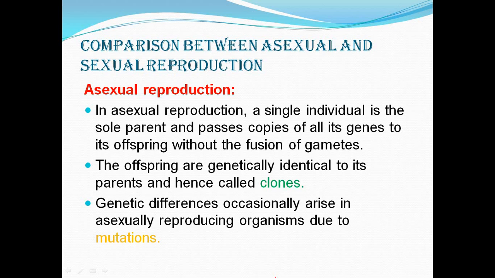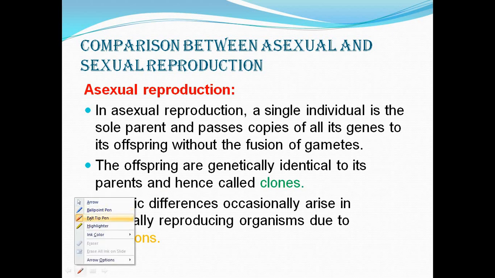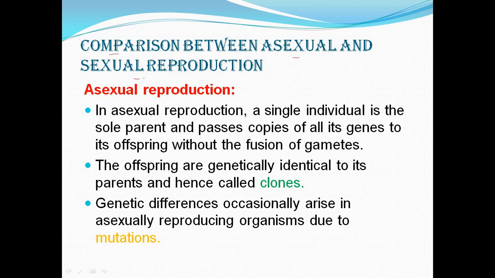That means variation among the offspring resulting from asexual reproduction is very little, and they are identical and show very little dissimilarity. Dissimilarity occurs only when a mutation occurs, but it is a rare case. I have written the comparison between asexual and sexual reproduction.